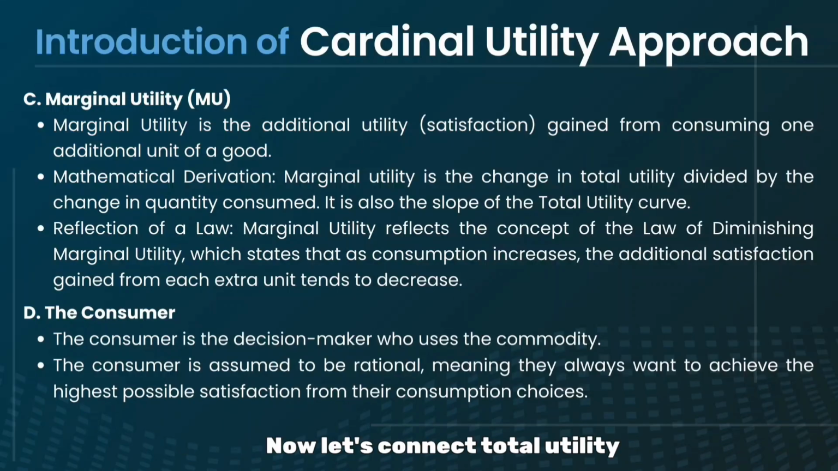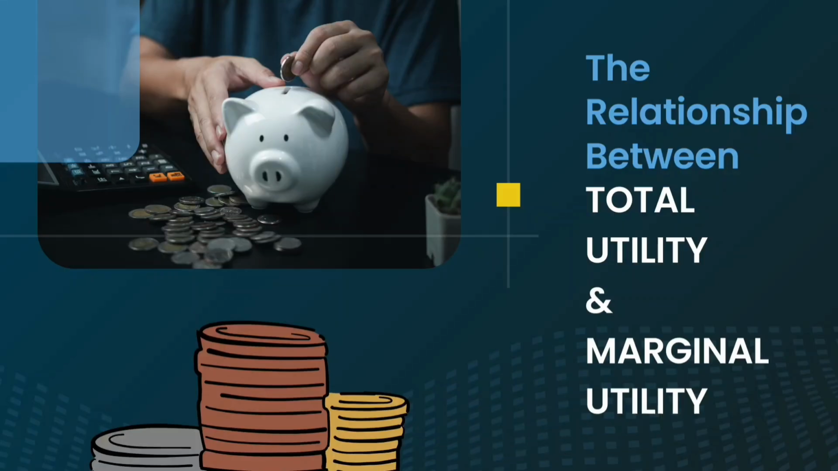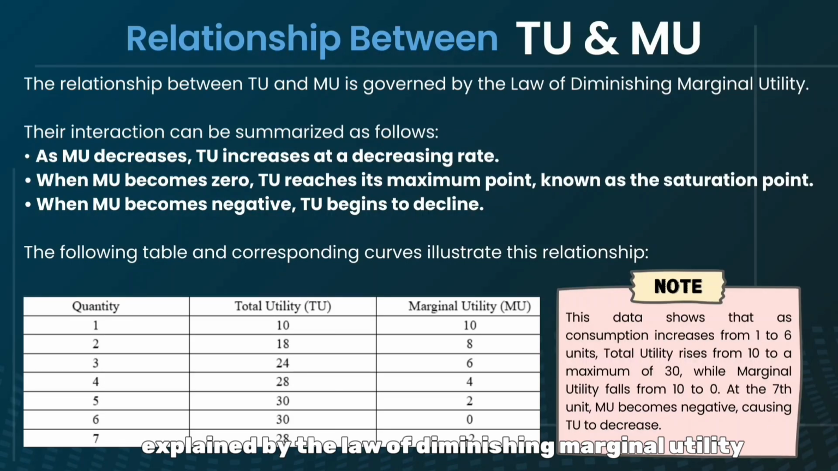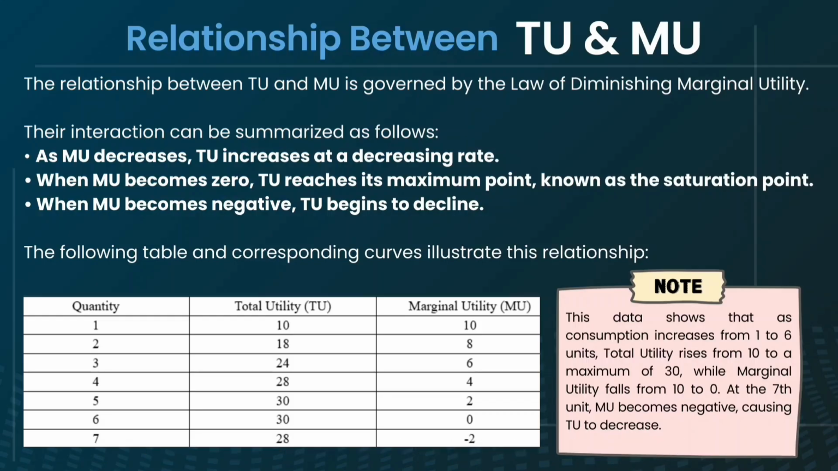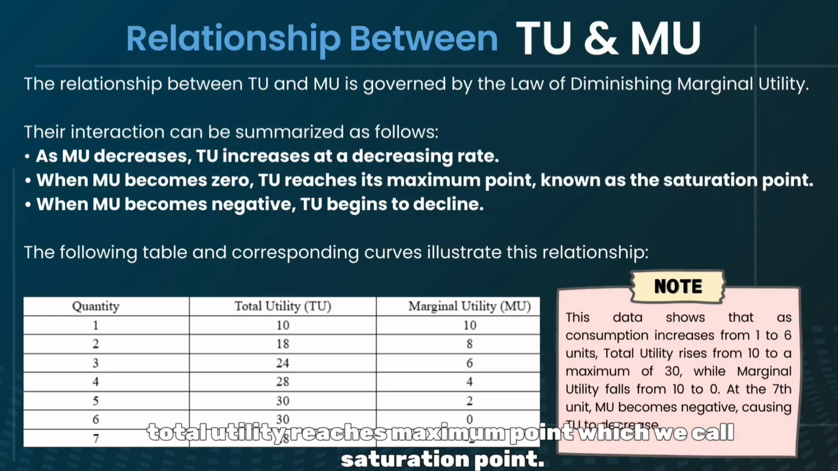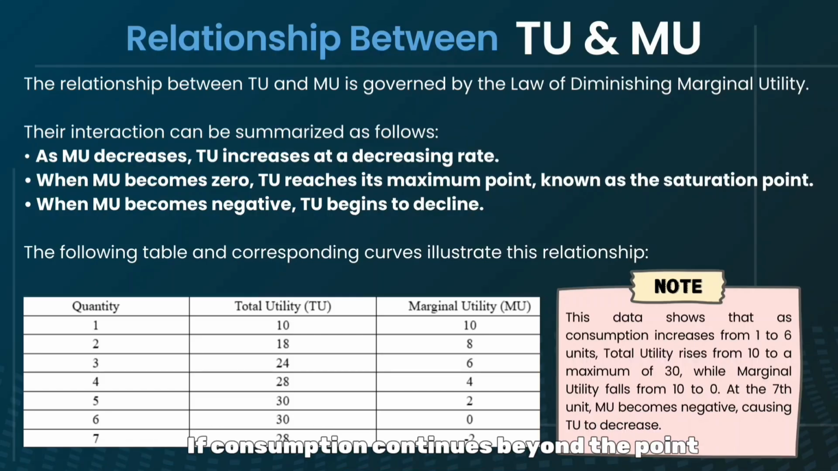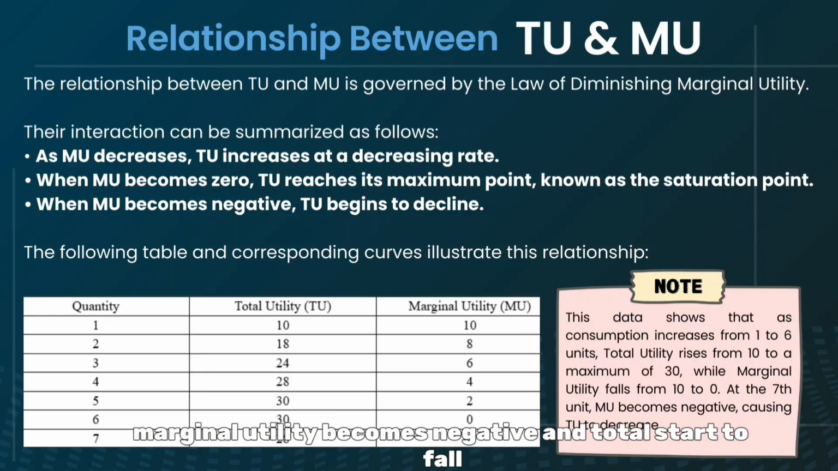Now let's connect total utility and marginal utility. The relationship between them is explained by the law of diminishing marginal utility. As consumption increases, marginal utility tends to decrease. However, as long as marginal utility is still positive, total utility will continue to increase, just at a decreasing rate. When marginal utility becomes zero, total utility reaches its maximum point, which we call the saturation point. If consumption continues beyond that point, marginal utility becomes negative and total utility starts to fall.